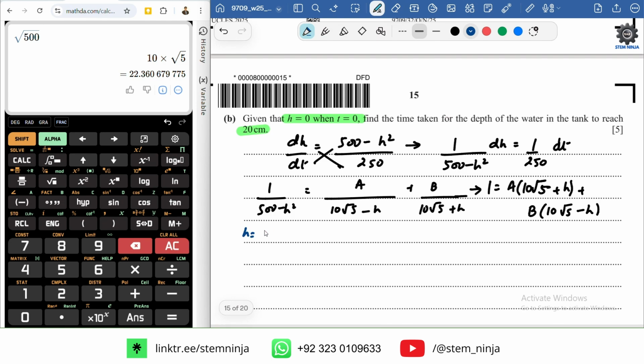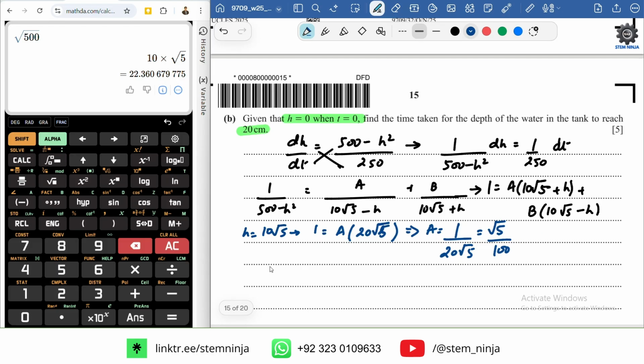When h is 10 root 5, you get 1 equals a times 10 root 5 plus 10 root 5, so 20 root 5. So therefore a is 1 over 20 root 5, which is basically doing 5 over 20 times by 5, square root 5 over that, right?